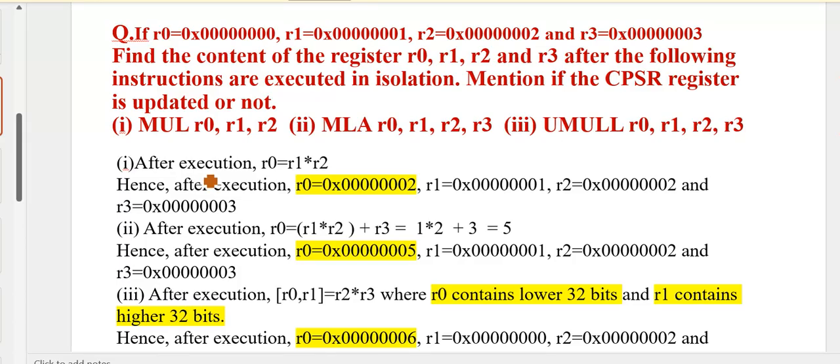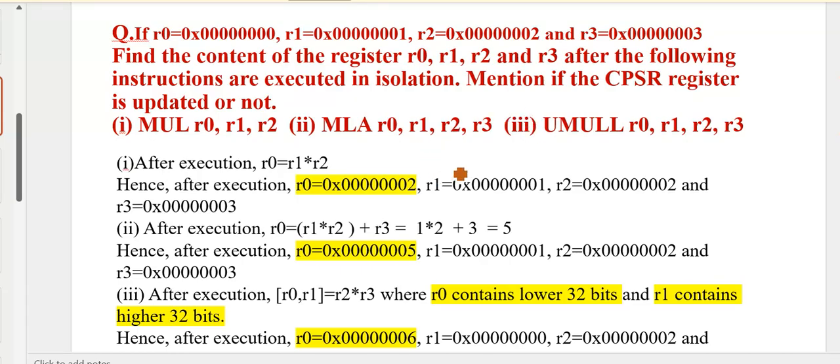So in the exam they may ask you to explain these three instructions: MUL R0, R1, R2; MLA R0, R1, R2, R3; and a third multiply instruction. Then you can take this simple example: R0 is equal to 0, R1 is equal to 1, R2 is equal to 2, R3 is equal to 3. For all instructions you can take this simple example only, so that you can easily explain.